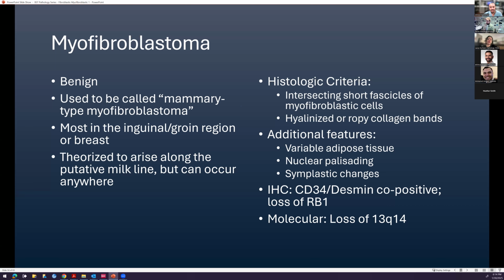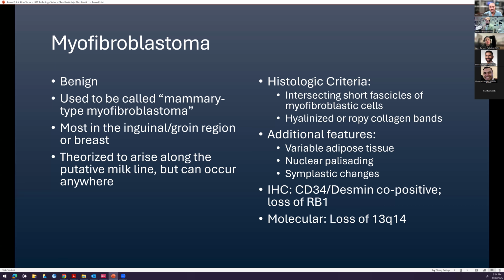All right, so those criteria we talked about: usually short, intersecting fascicles, myofibroblastic type looking cells, and hyalinized or ropey collagenous bands in the background, right? We mentioned you can have variable adipocytic tissue. You can also have a lot of nuclear palisading, actually. It looks like Verocay bodies. You can get those kinds of palisading changes. And you can get symplastic changes, right? So a lot of cytologic atypia. As we mentioned, usually CD34 and desmin co-positive. And they may be ER and PR positive as well. That can be helpful. And loss of RB.